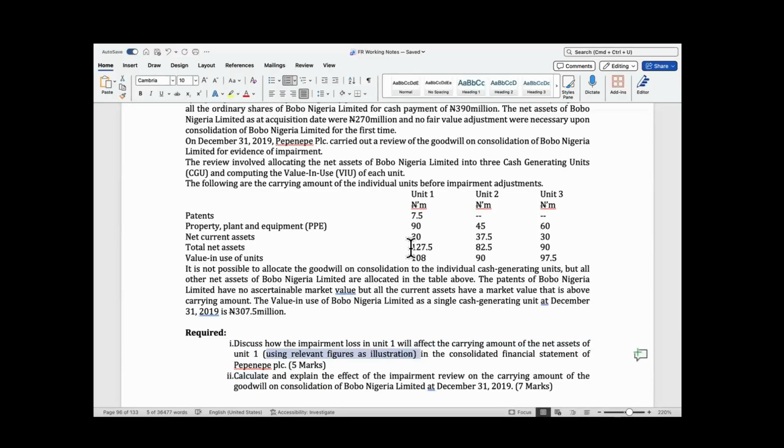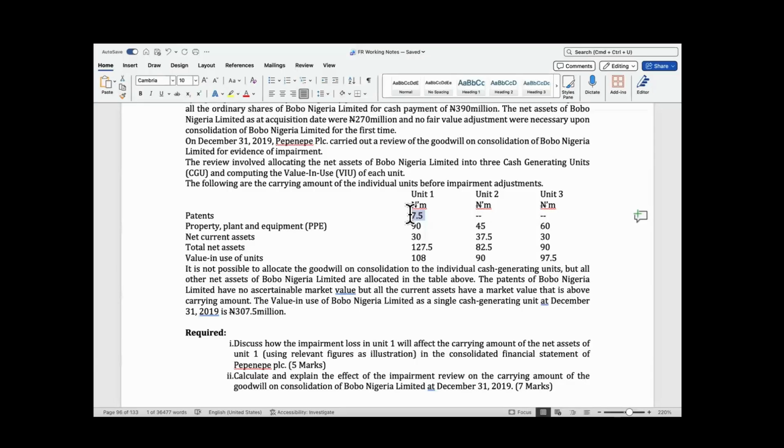Ordinarily, the carrying amount of CGU1 is this, the value in use is this, the difference is the impairment loss. Discussing means explaining how you're going to allocate that impairment loss to each of these items, the 7.5, the 90, the 30. And part of what you discuss is to explain that we're told this patent has no ascertainable market value, so you need to impair it fully.